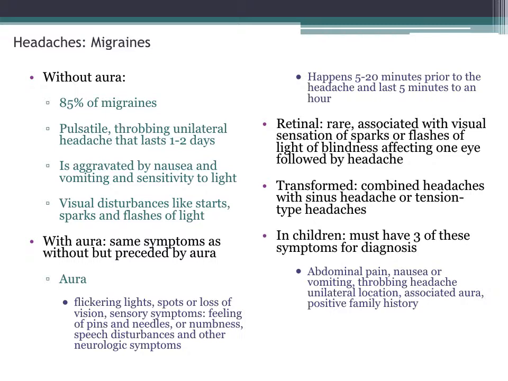In children, and these can start affecting children at a very young age, they usually don't like to give them the migraine diagnosis until they've ruled out other things. But they need to have 3 of these symptoms that I have listed here: abdominal pain, nausea or vomiting, throbbing headache, unilateral location, an associated aura, and a positive family history. Migraines tend to run in families.